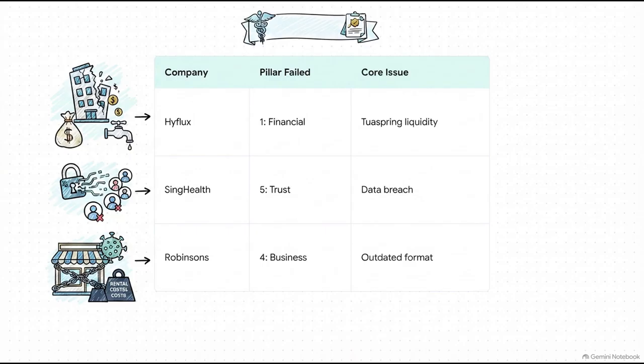1858. Now, they didn't just die overnight. They suffered a Pillar 4 failure, their business model. They had an outdated retail format that was heavily relied on footfall, weighed down by huge fixed rental costs, and they finally collapsed during the pandemic. None of these were sudden surprises, guys. They were untreated pillar illnesses.